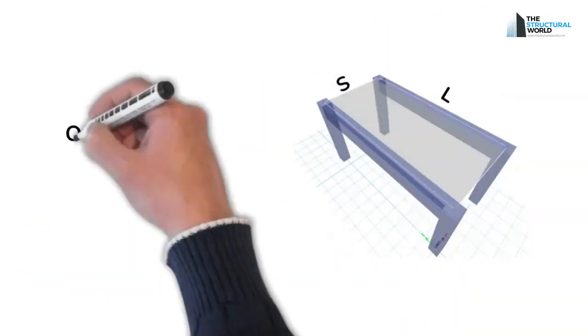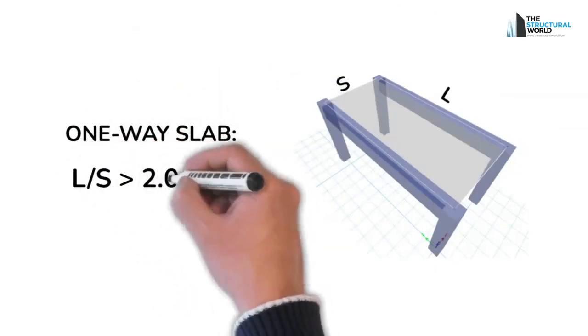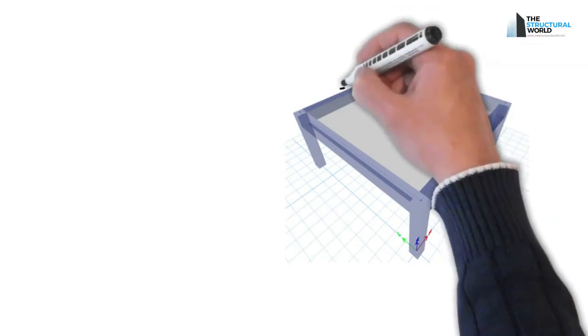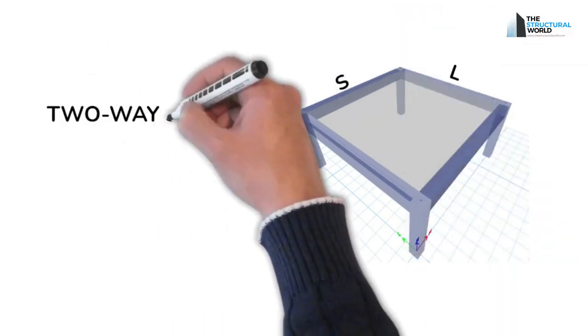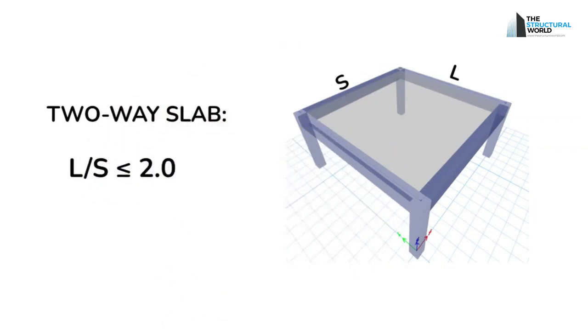For a one-way slab, we can consider a one-way slab if the ratio of the longer to the shorter span of the slab is greater than 2. And for two-way slabs, the ratio of longer to the shorter span of the slab is less than or equal to 2. Applying the formula for slab classification, let's now look at this slab framing layout as an example.